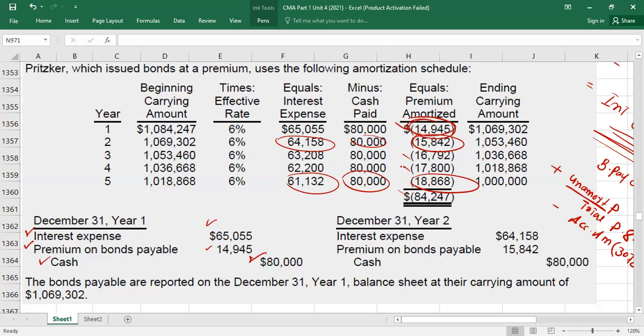And final entry, once the loan will be repaid. So this liability is standing in your balance sheet, right? At the end of the last year, what entry will you pass? You will debit the bonds payable and credit the cash because you are going to return the face value. That's it. Understood? Clear? That's it.